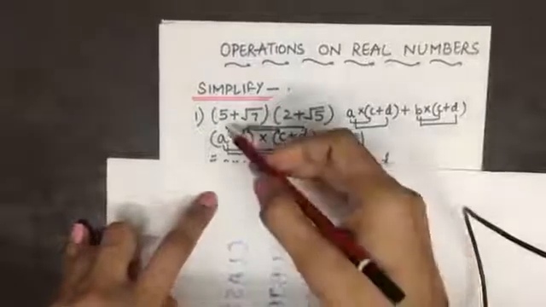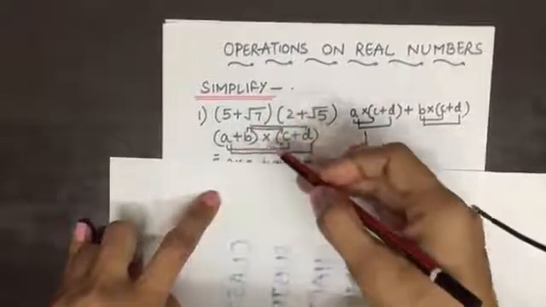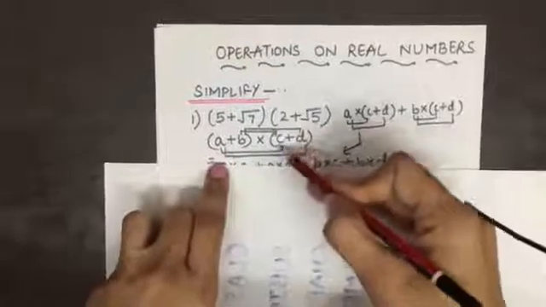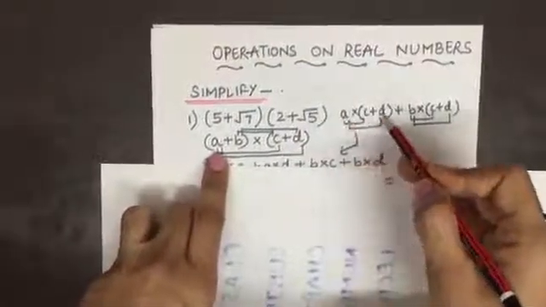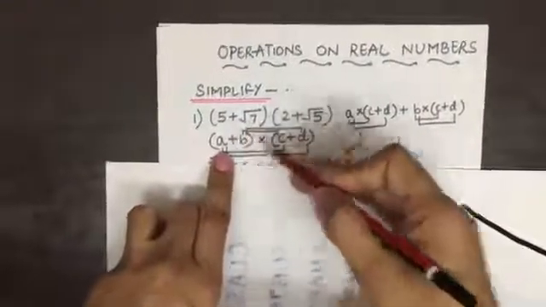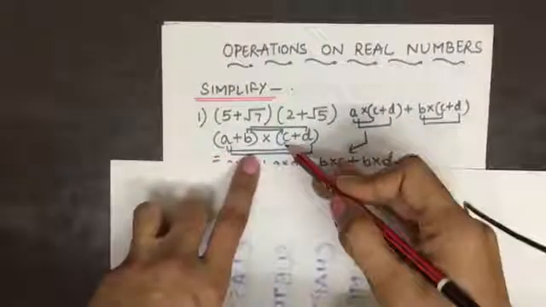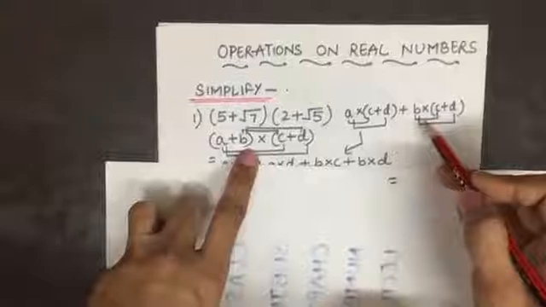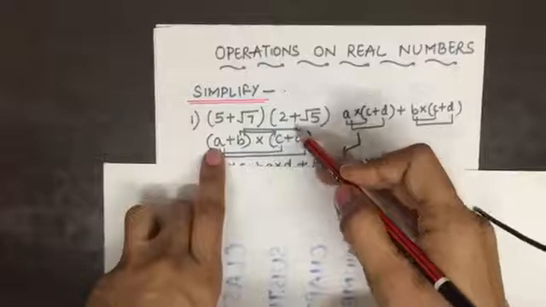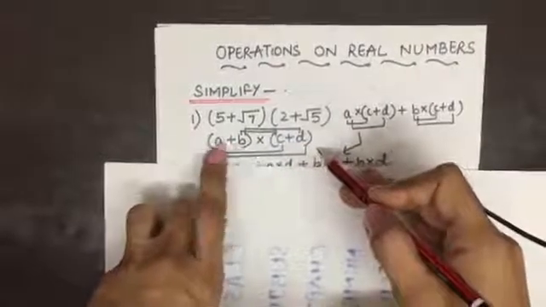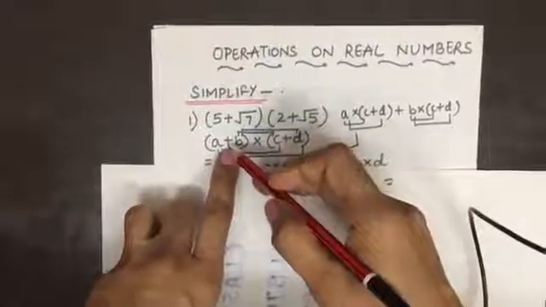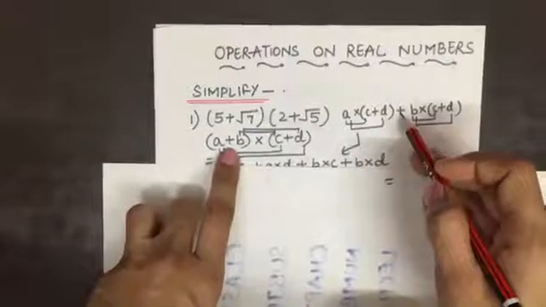This is in the form (a plus b) into (c plus d). What we used to do: we first multiply the second expression with a, so a into (c plus d). Since there is a plus sign between a and b, we write plus. Now we multiply the second expression with b, so b into (c plus d). If there had been a minus sign, we would have written minus here.